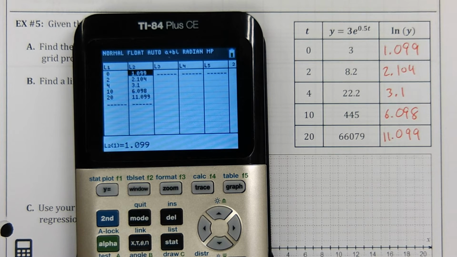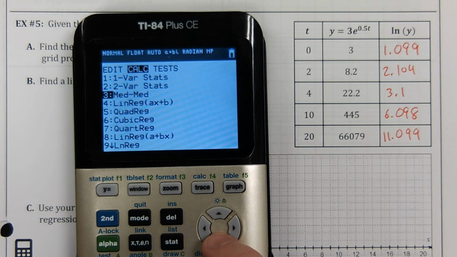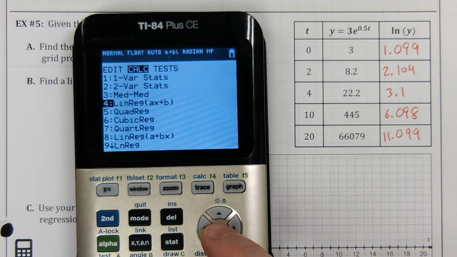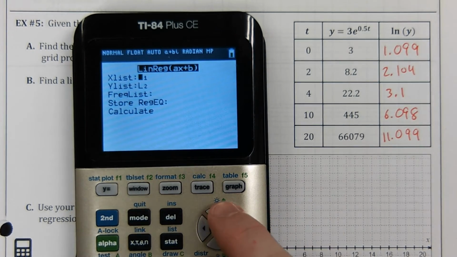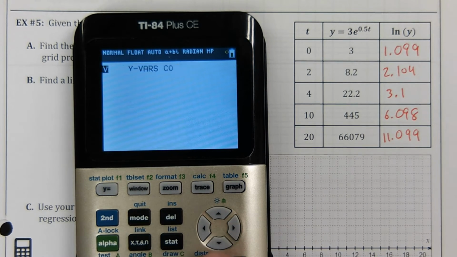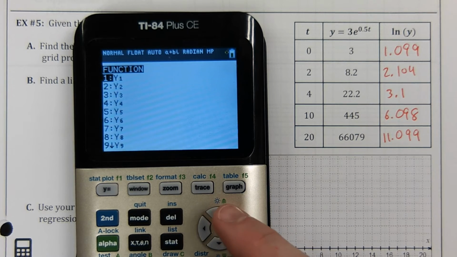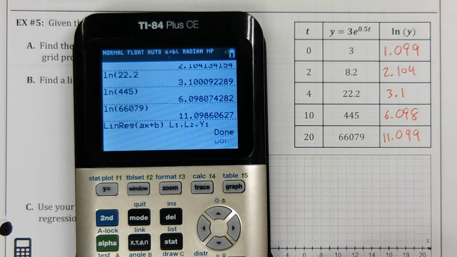Now that we've all got them typed in, the question says to find a linear regression. So stat, calc, scroll down to linreg. Let's be really clear here, not ln reg, not the natural log, a linear regression, ax plus b, slope-intercept form. And because I don't look ahead normally to see if I need to store it, I'm just going to go ahead and store it just because it's good habits. Vars, y vars, function y1, and hit calculate.